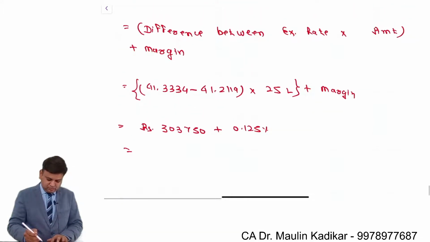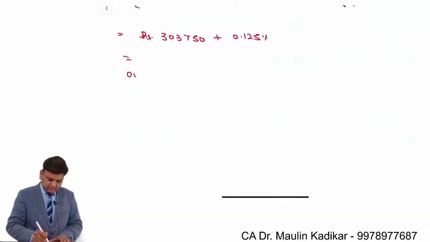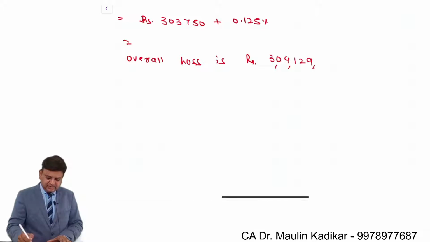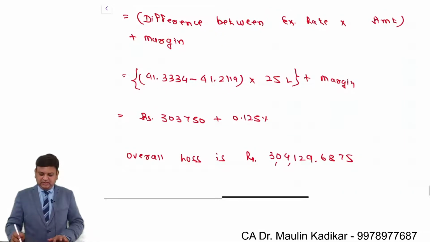So overall loss is rupees 3,04,129.6875. This is the amount of the loss that you will have. This is what we understand.